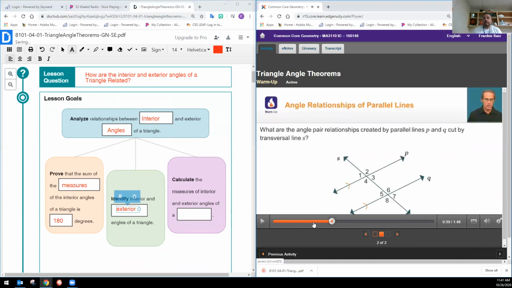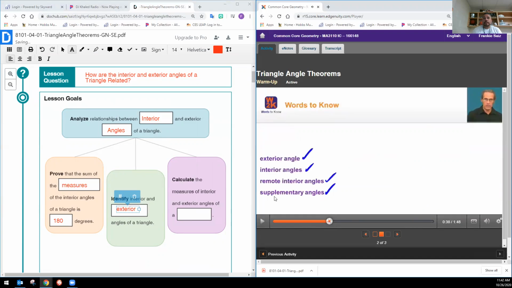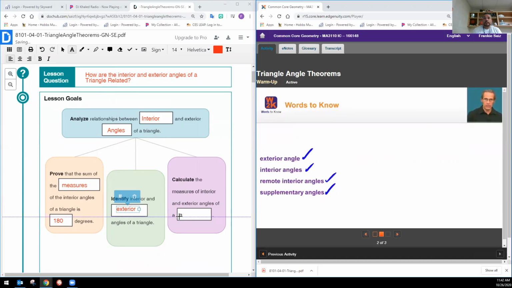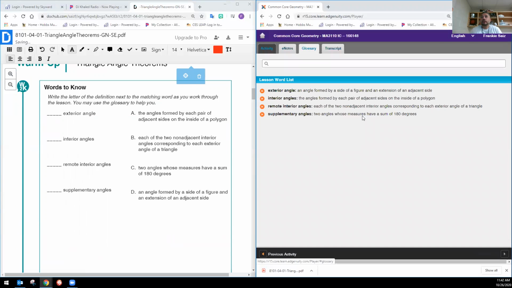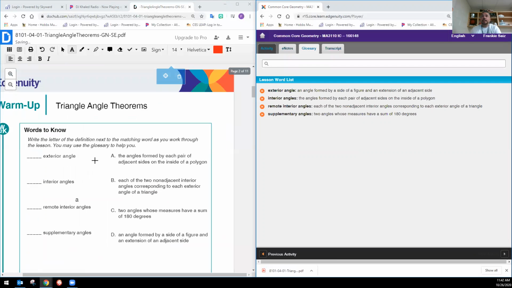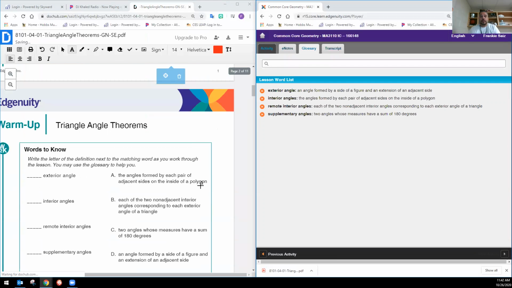I'm going to pause that right there and back up to that last part, because as always, we have to make sure that we do our definitions. Calculate the measures of interior and exterior angles of a triangle. Okay, now let's scroll down a little bit. I already know these ones, but there's a glossary for all of them if you need it. The exterior angle is the angle formed by the side of a figure. Okay, so that's going to be D. Oh, why did it scroll like that all crazy? Sorry.